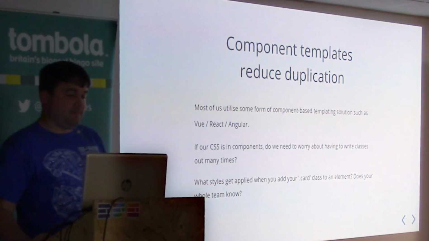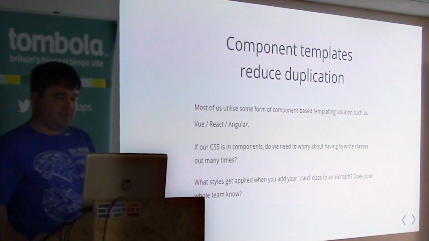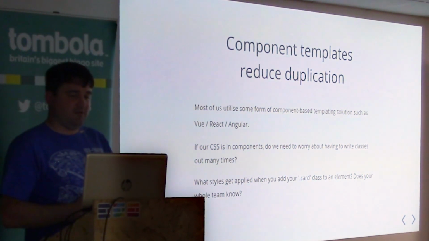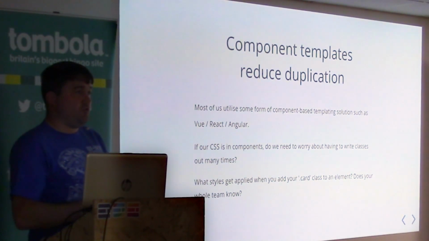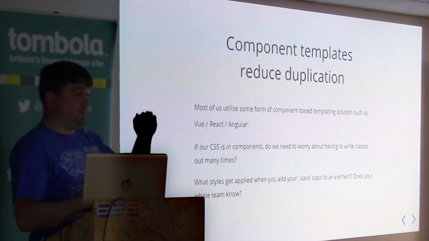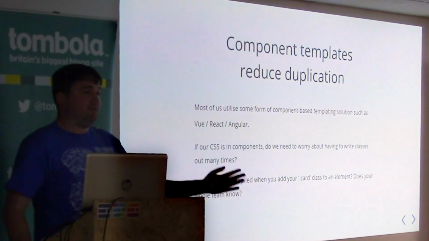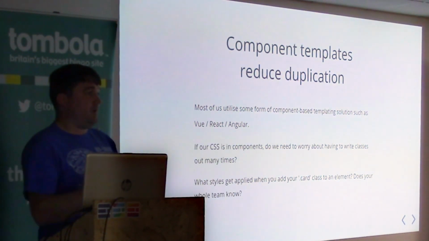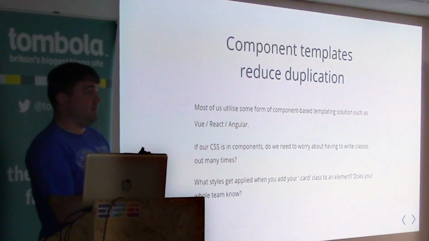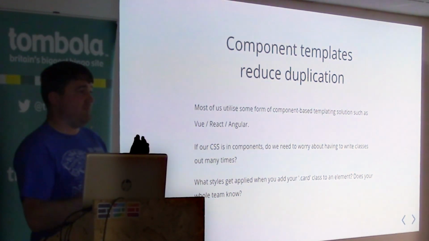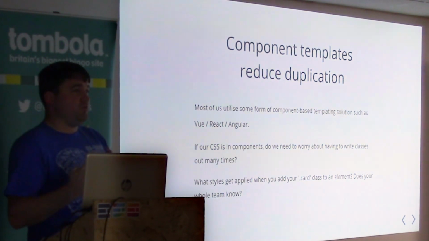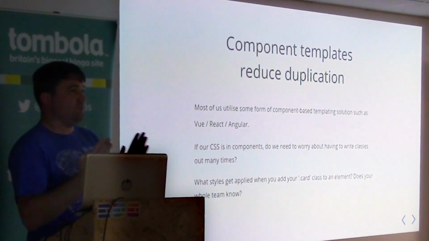And so basically, the last thing I've got there is what styles get applied when you add your card class to an element. You don't know unless you've written it. And if you give that to somebody else, they're going to have to look at the CSS to see what the card actually is, to see what styles have applied, so that when they've got to change it, they've got to go and change CSS when really they just want to add a rounded corner on it.